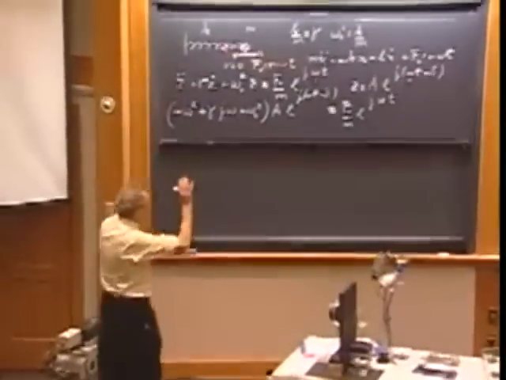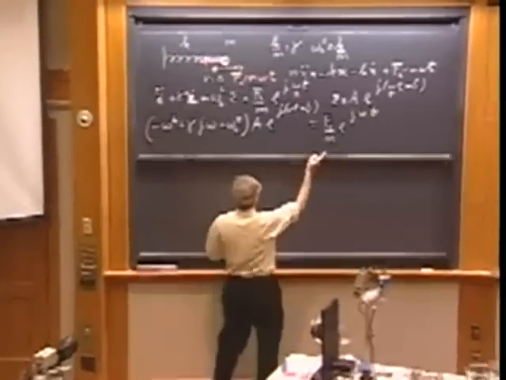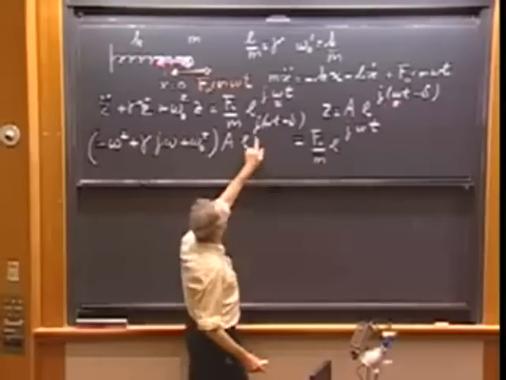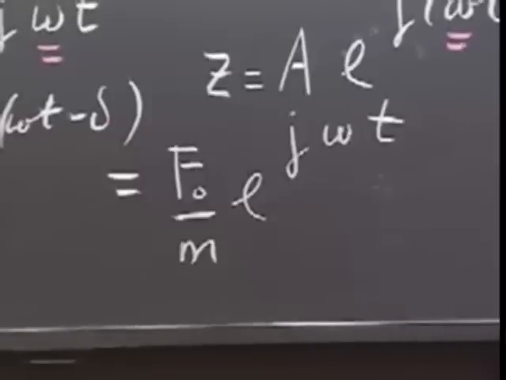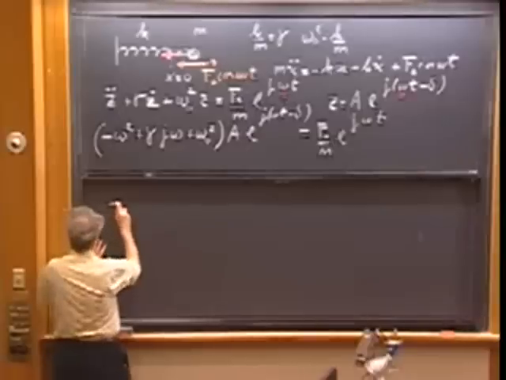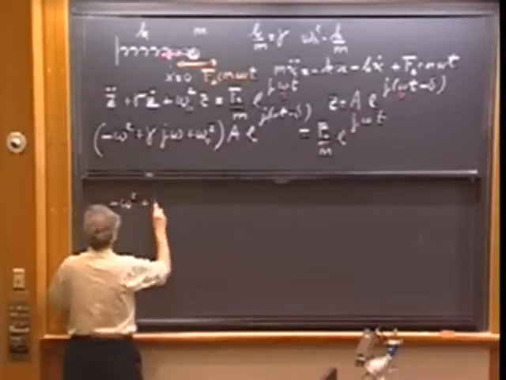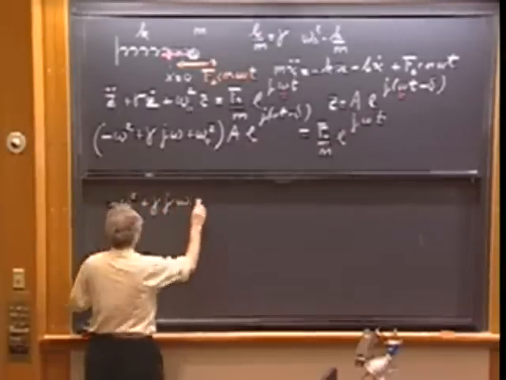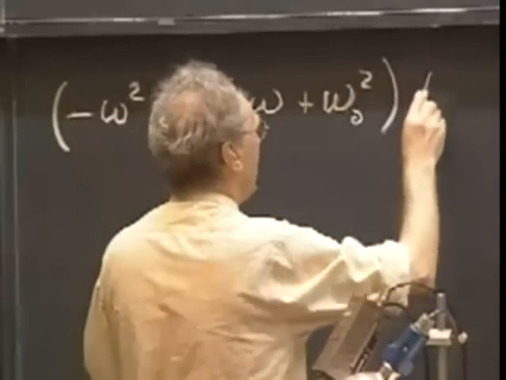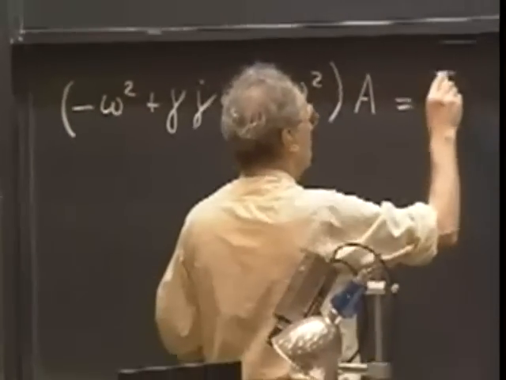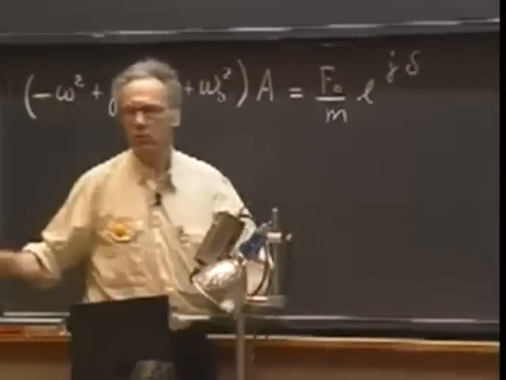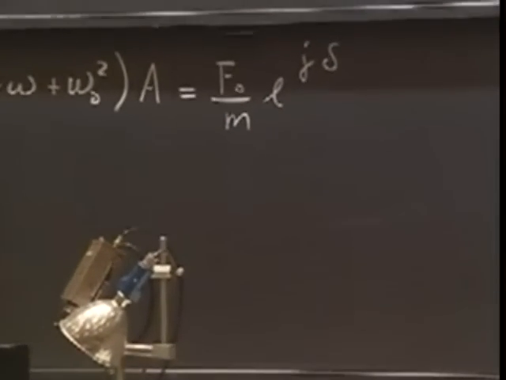So I lose my e to the power jωt, and I'm going to multiply both sides by e to the power jδ. So I lose my delta here, but it appears then here. And if I make that simple algebraic change, we're going to get (−ω² + γjω + ω0²). That multiplied by A must now be equal to F0 divided by m times e to the power jδ, because ωt is gone, and I've moved the delta to the right side.